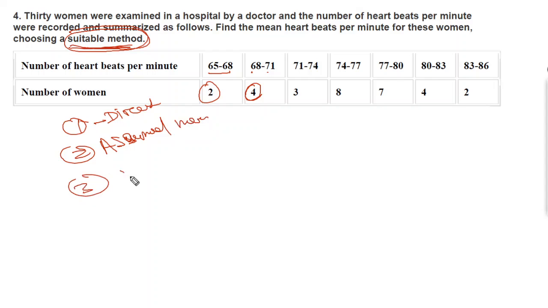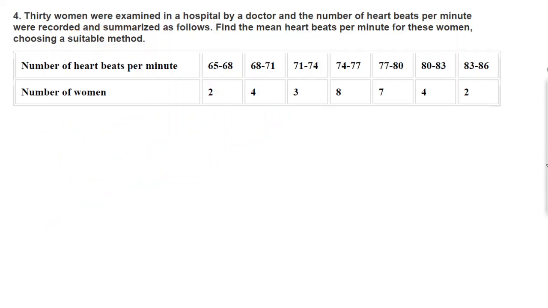Then the third one is your step deviation method. You know that this one has been deleted for this year, so you can use these two methods. You can also use this method, but it has been deleted. But if you want, you can use this method also. So let's move to the solution stage. We will put this data on another table.